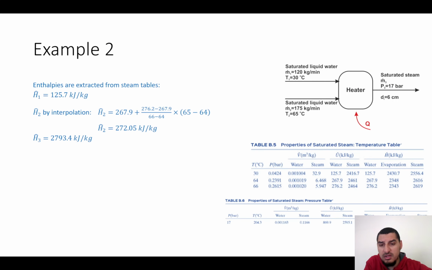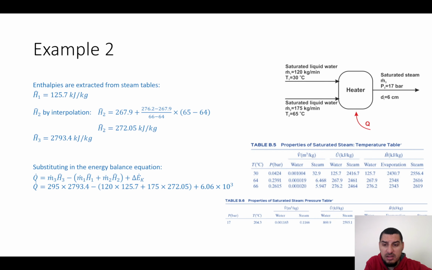Now we have all the numbers, so we can directly substitute in the energy balance equation. And here we have the numbers. This is the enthalpy of the product. This is the enthalpy of the feed, the second feed, and this is the kinetic energy. And now we have the Q as 7.67 times 10 power 5 kilojoules per minute.